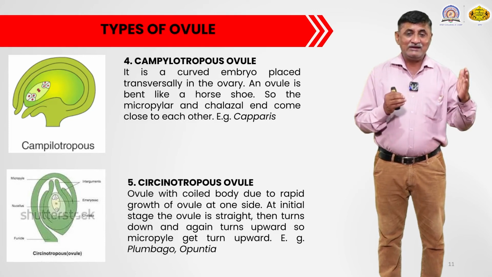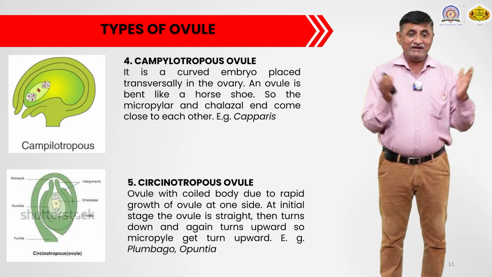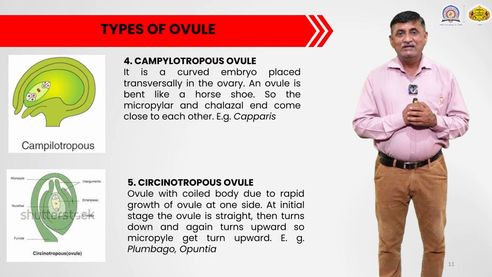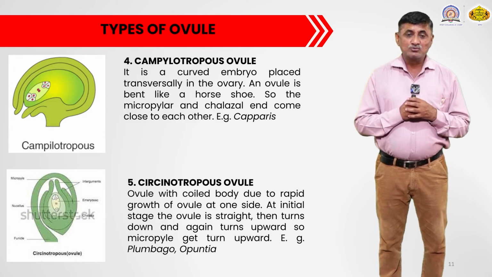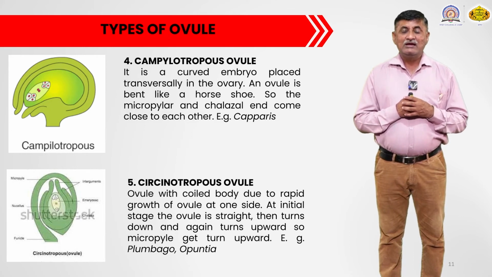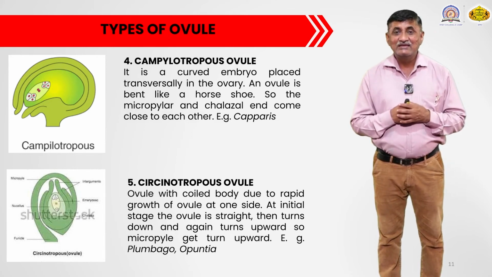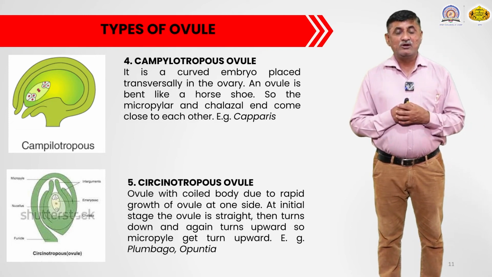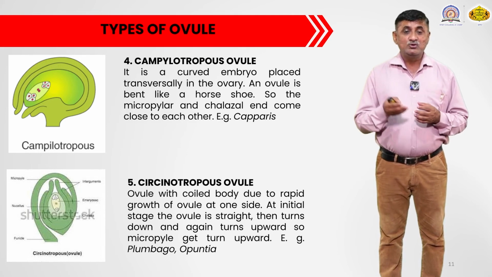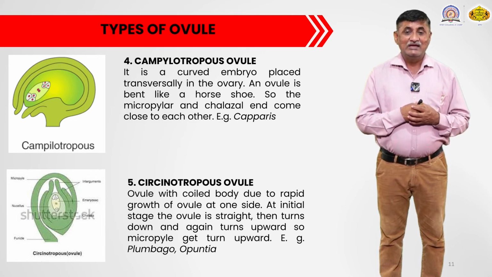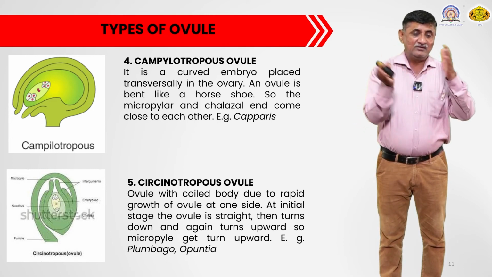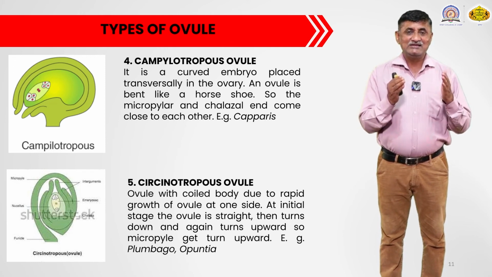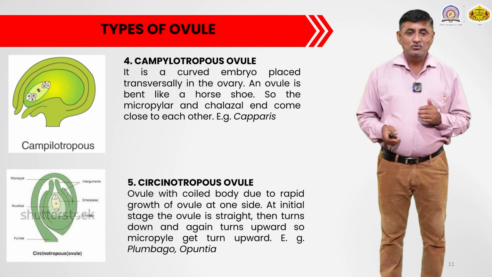So the micropylar end and chalazal end, because of bending, come close to one another, and this kind of ovule is identified as a Campylotropous ovule. You may get this ovule in plants of certain families. In the figure you can see the structure of a Campylotropous ovule, where the embryo is placed transversely, and the ovule is bent down like a horseshoe, and that's why the chalazal end and micropylar end come close to one another.